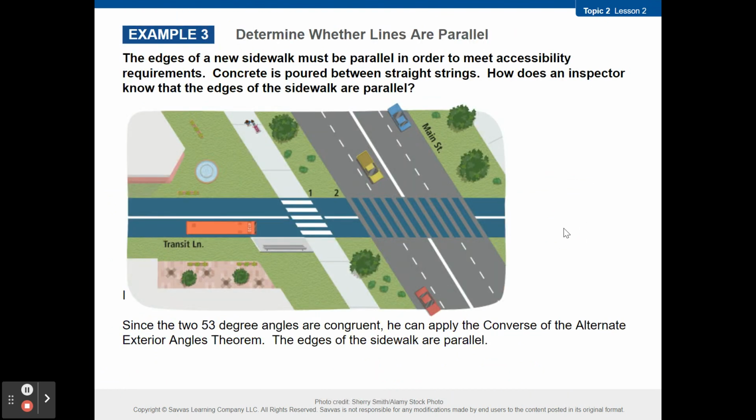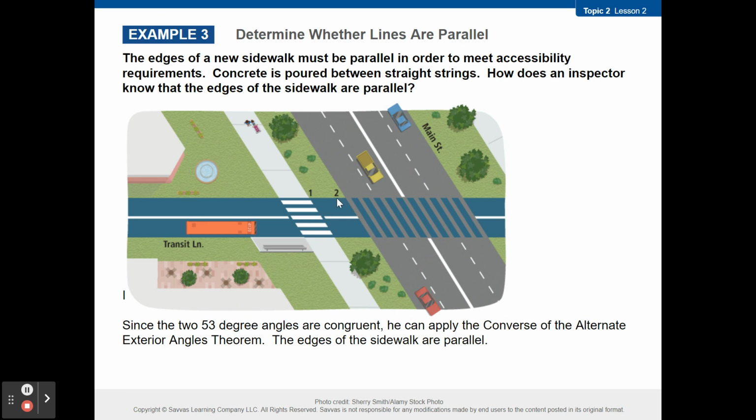So the edges of the new sidewalk must be parallel in order to meet accessibility requirements. Concrete is poured between straight strings. How does an inspector know that the edges of the sidewalk are parallel? All right, so they're saying since the two 53-degree angles are congruent, I know they don't have them listed here, we'll have it listed on the next page, he can apply the converse of alternate exterior angles theorem. The edges of the sidewalks end up being parallel.